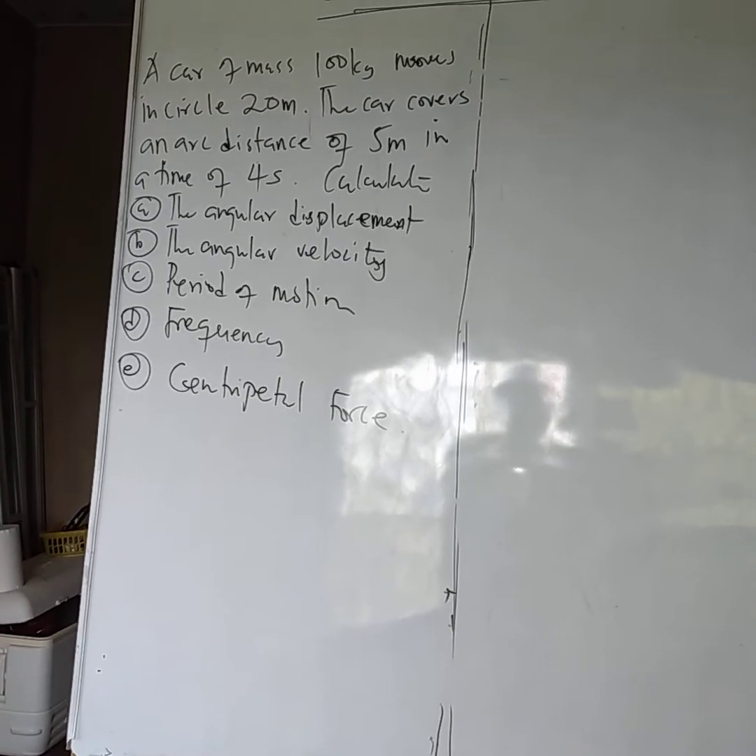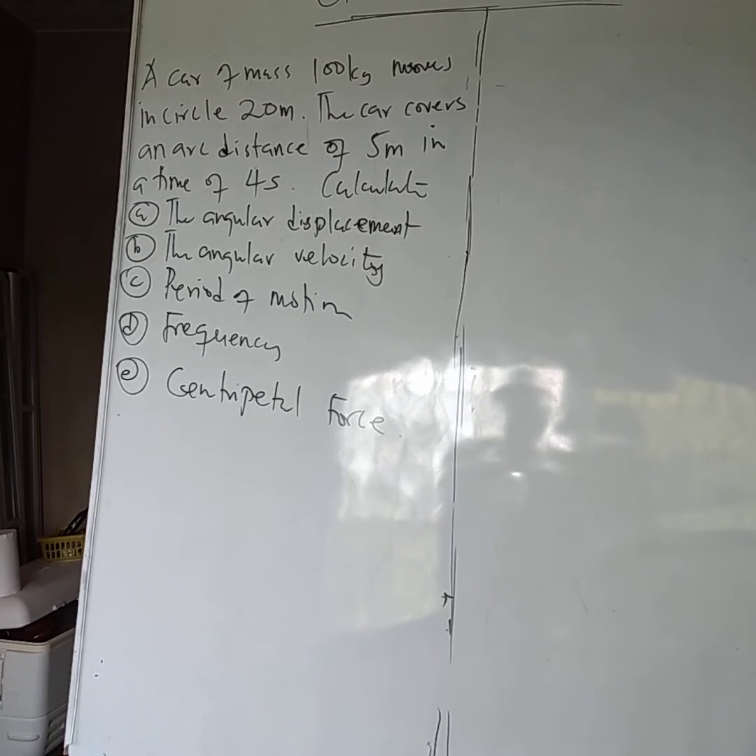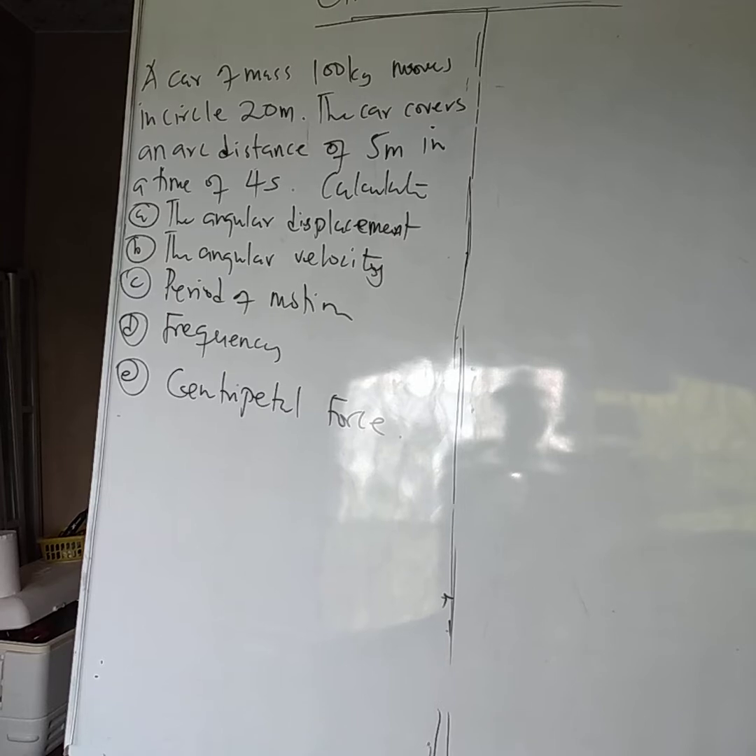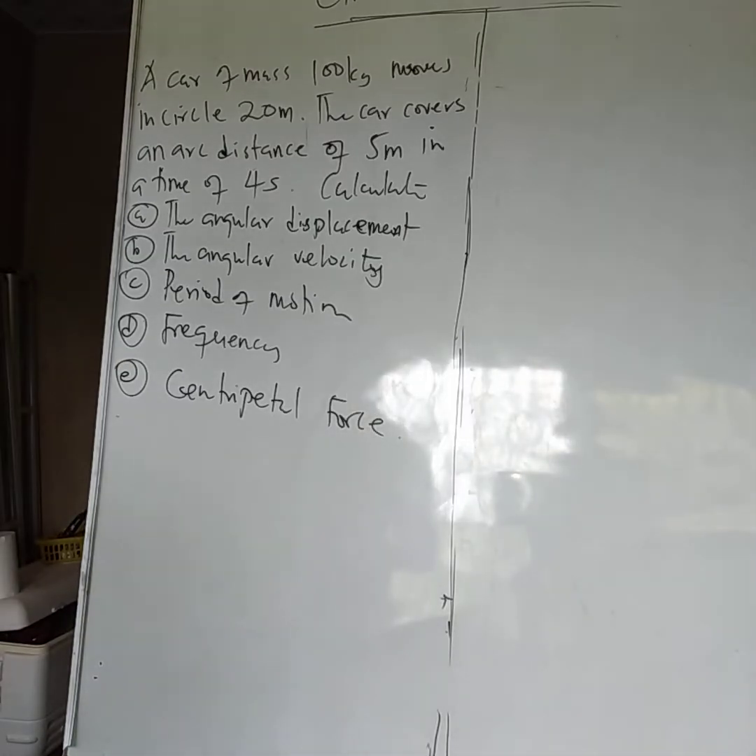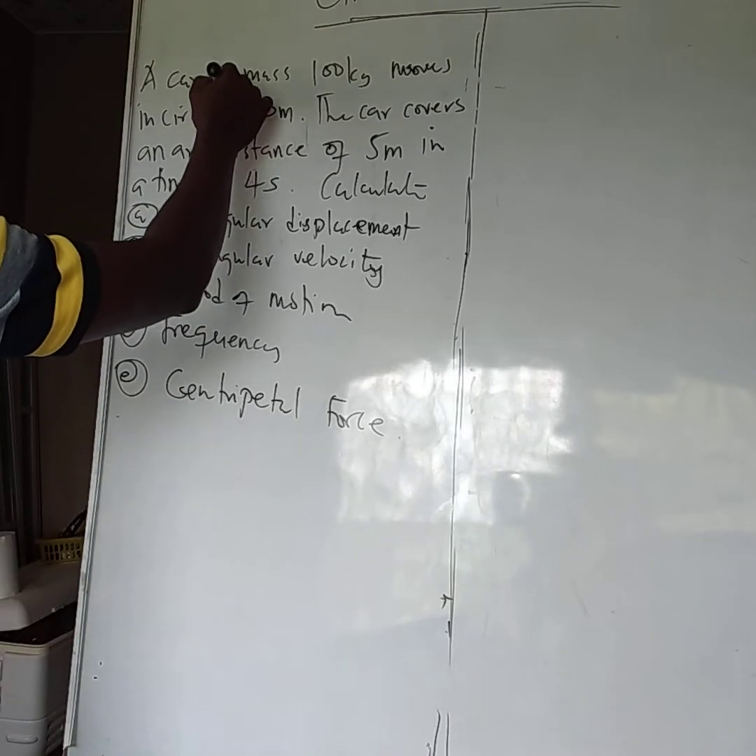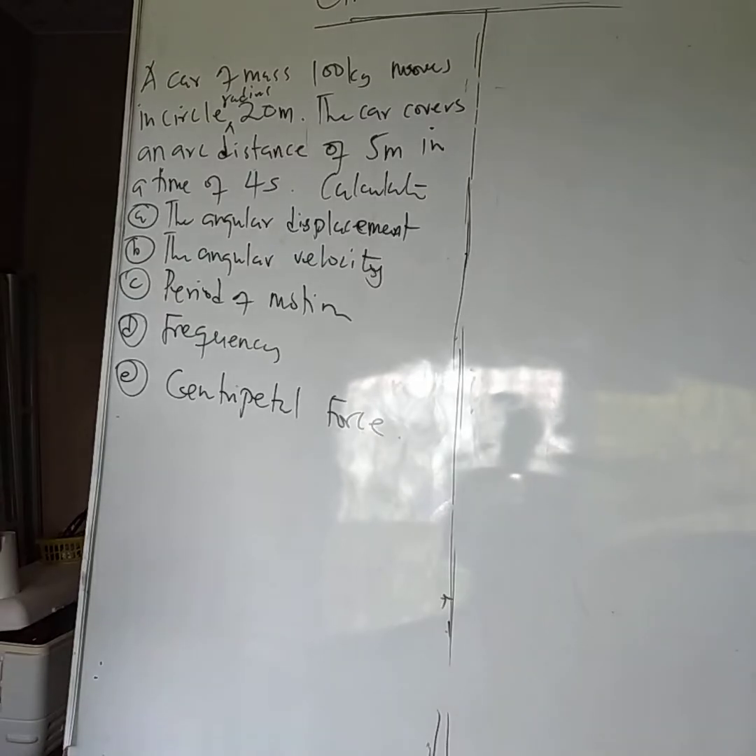We have a car of mass 100 kilogram, which is moving in a circle of radius 20 meters. The car covers an arc distance of 5 meters in a time of 4 seconds.